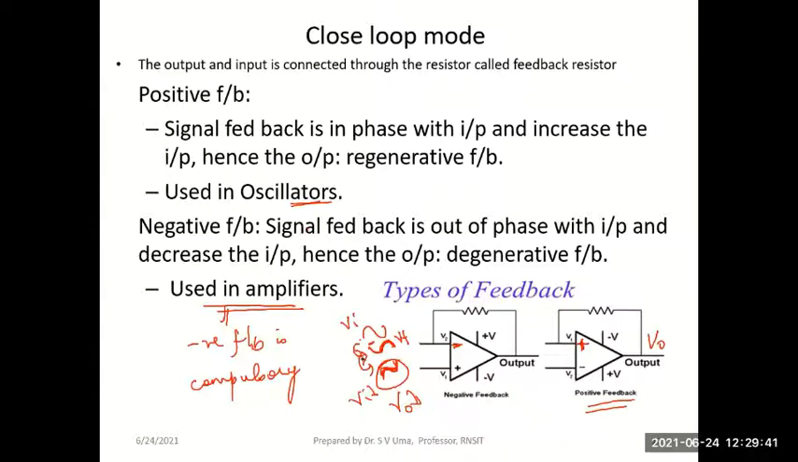Next comes negative feedback. Negative feedback is a circuit wherein a portion of the output voltage is given back to the input out of phase. So if a portion of the output voltage is given back to the input out of phase, we call that negative feedback, because whatever feedback is given, it will tend to decrease the actual input and hence output will also decrease.